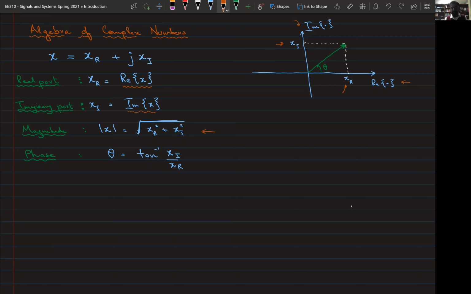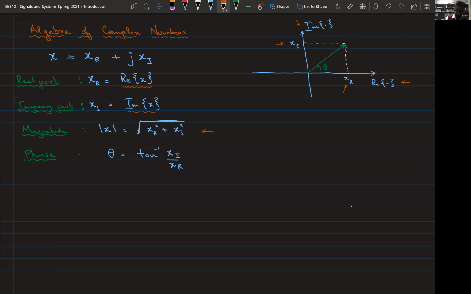I mean, it's just the length of that. This is through Pythagoras theorem. The absolute value of x is the square root of x_r squared plus x_i squared. And the angle theta that it makes with the positive x-axis is tan inverse of x_i over x_r. Okay? Very fundamental stuff, something we're all familiar with, hopefully.